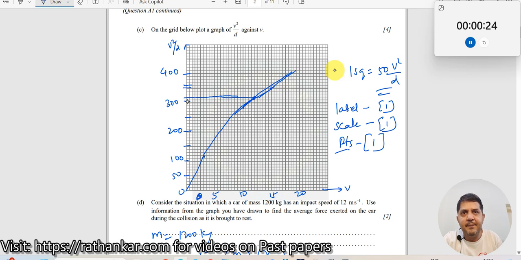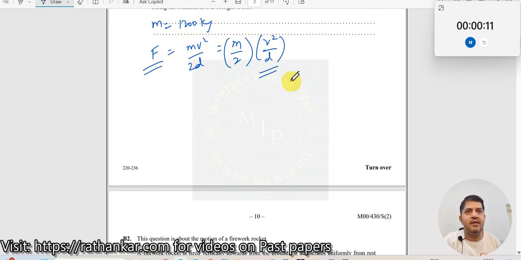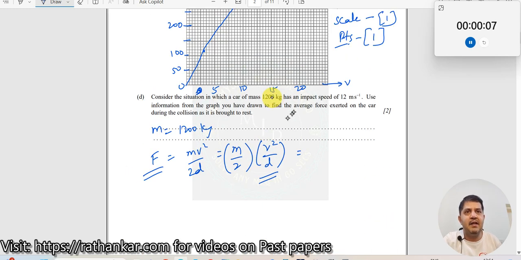So how much is this? 300, this 350. So maybe 5 points over here, so it should be 5 points, 10 points over here. This value should be 310, right? So therefore, now what I will do is v square by d is equal to 310. What's the value of m? The m value is going to be 1200. 1200 multiplied by 310 divided by 2, which will be equal to how much?